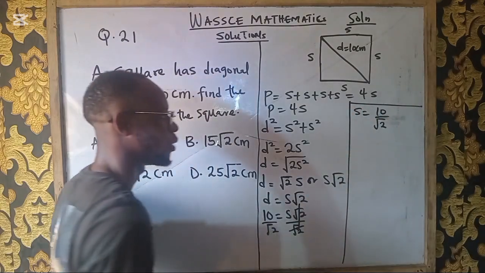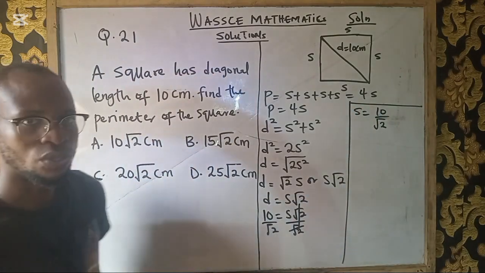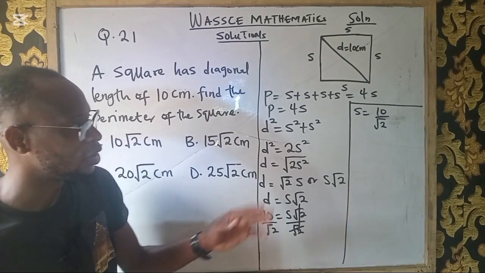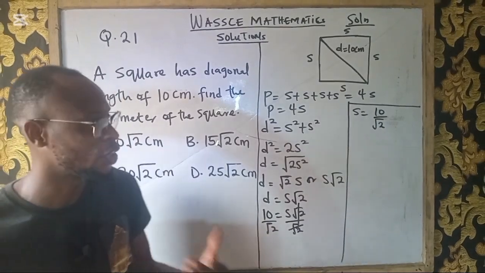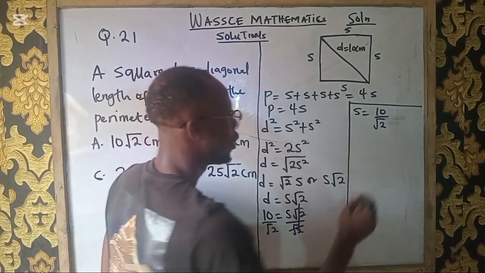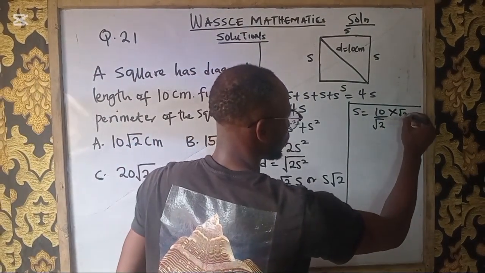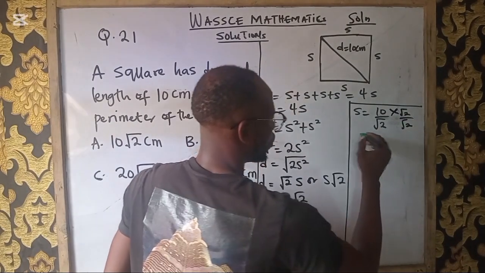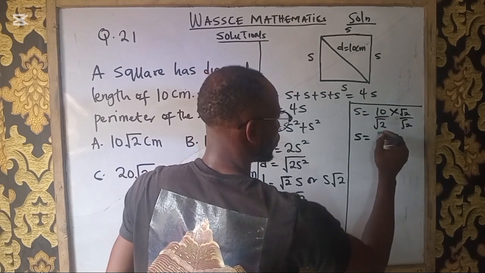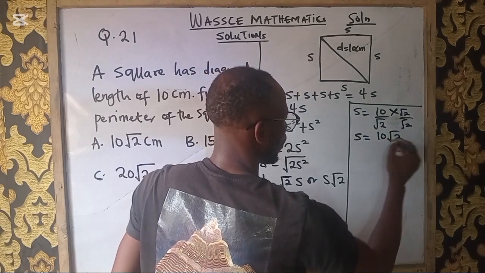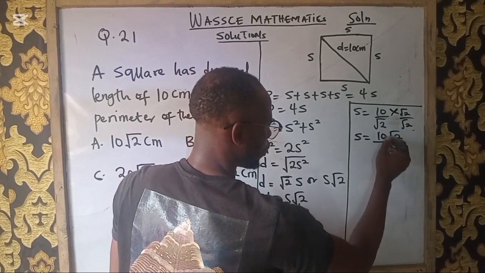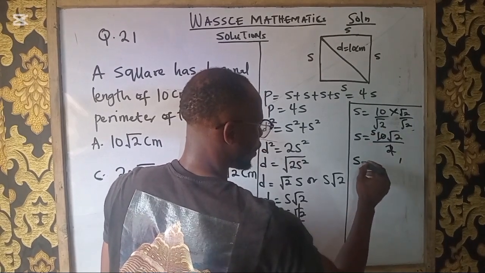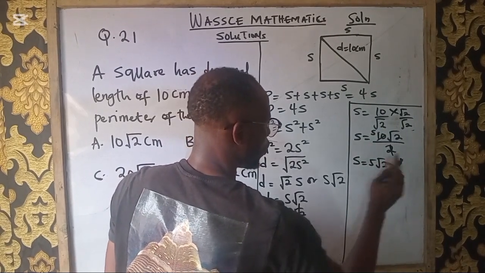But this is not proper because this is actually a surd. When you have something like this, in the rule of surds, the denominator must not have a root. So you have to rationalize. So let us rationalize this together. We have times root 2 over root 2. So S will be equal to 10 times root 2, which gives us 10 root 2. Then root 2 times root 2 will give us 2. All right. So if you divide this now, 2 into 10 gives 5. So the side is 5 root 2. We have gotten the side.